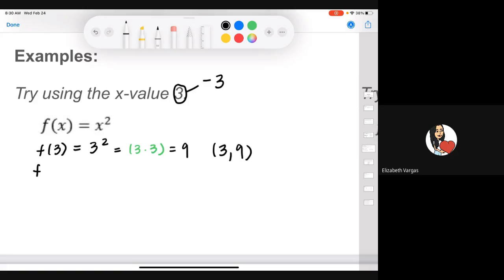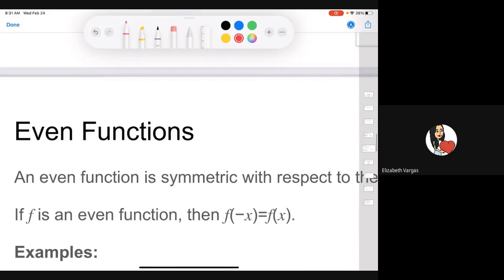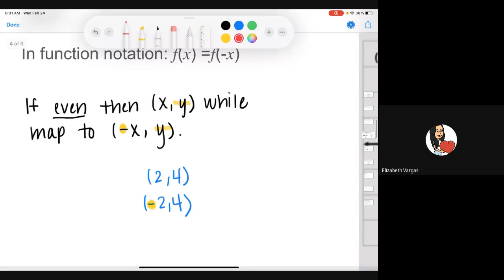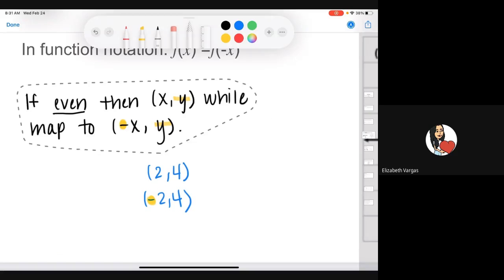So instead of 3, we're going to put negative 3, negative 3, 2. What does this mean? Well, this means negative 3 times negative 3. A negative times a negative equals a positive, and so we get 9. And so we can see that what we did there, what was it we got? A negative x, but we got the same y's. And so because we got a negative x and the same y's, we were able to satisfy this statement.